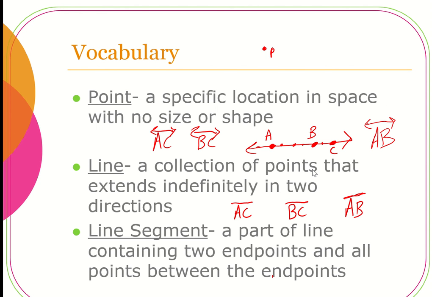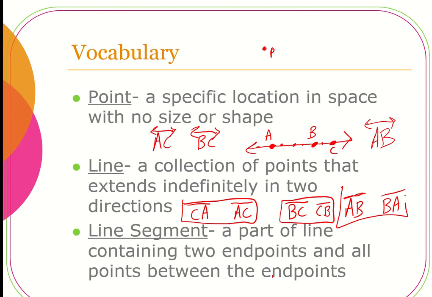Let me go back to the line segments for a moment. Line segment AC, that has an endpoint at A and an endpoint at C. That's the same as if I called it line segment CA. These two are the same. How about BC? Could I have a different name for BC? Well, endpoint at B, endpoint at C, you could call it CB. These two are the same line segment. And AB is the same thing as BA. Those two are the same.